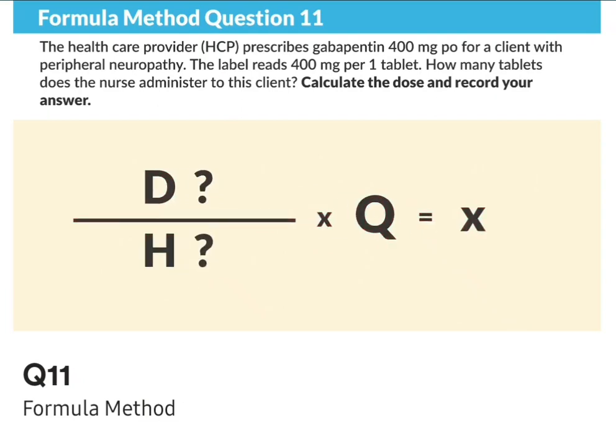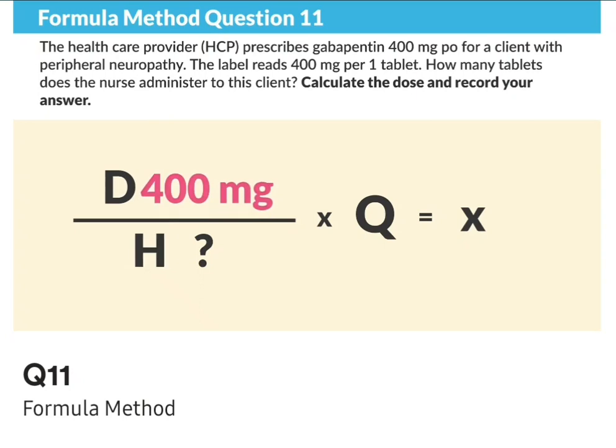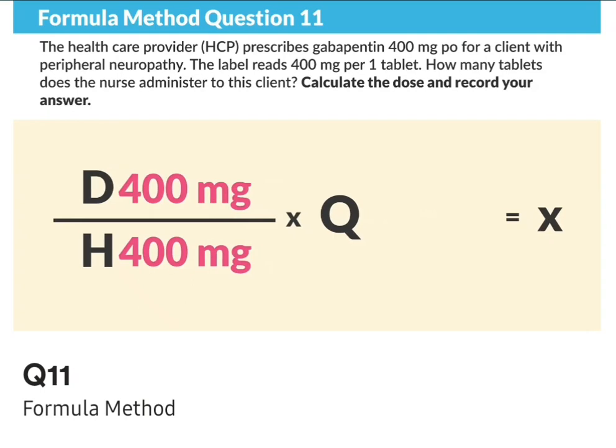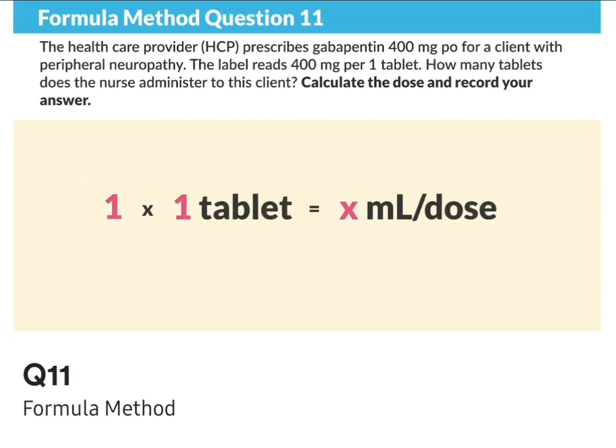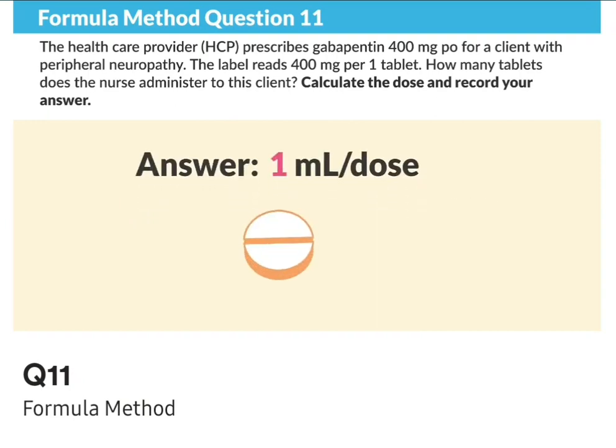D is the dose ordered, so we have 400 milligrams. H is what we have on hand. Wow, super simple, 400 milligrams. It's literally the same. Now let's move on. What's the Q? The quantity is one, so one tablet. This is the simplest question in the world. 400 divided by 400 is one, times one for one tablet. Our correct answer is one.